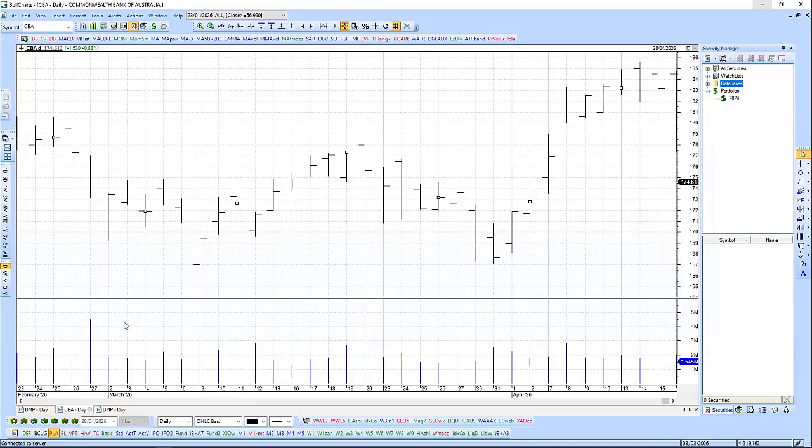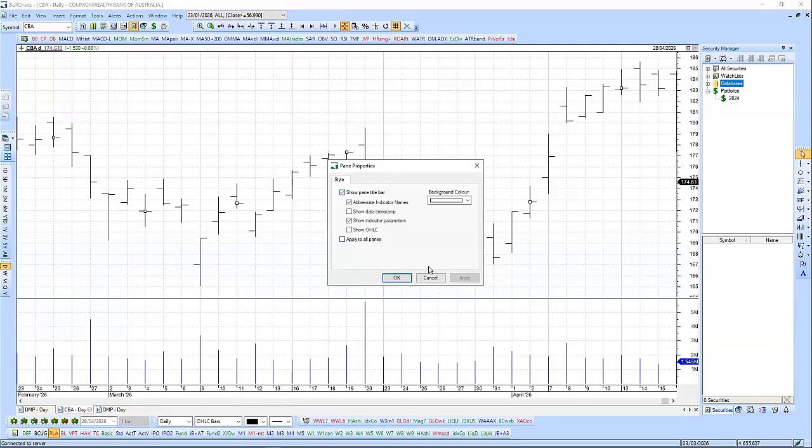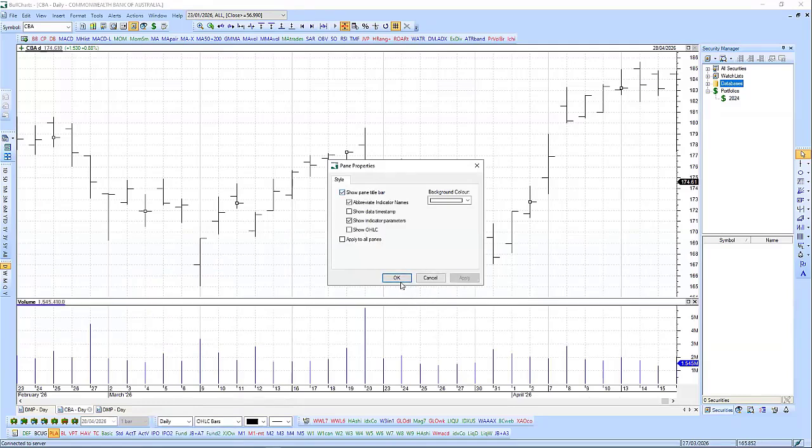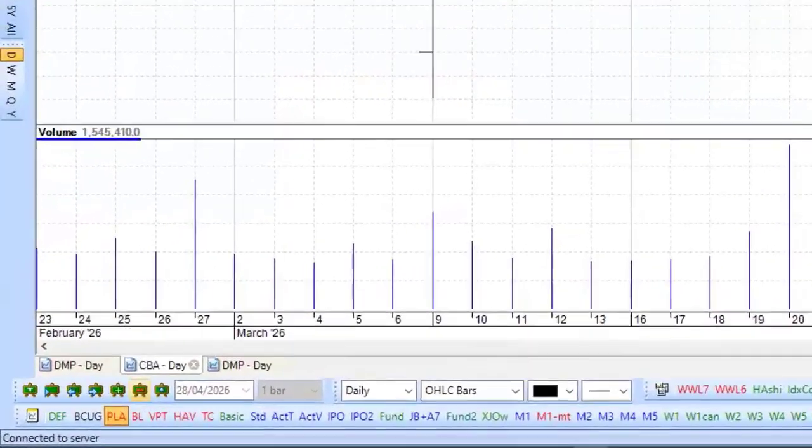Now, I'm not sure why the volume pane does not have a header on it. It should have a pane header or a title bar. And if I right click, I should be able to turn it on. What we want is pane properties. It's the bottom option, pane properties. Show pane title bar. Apply. So there's the pane title bar. So that's that first red toolbar button.